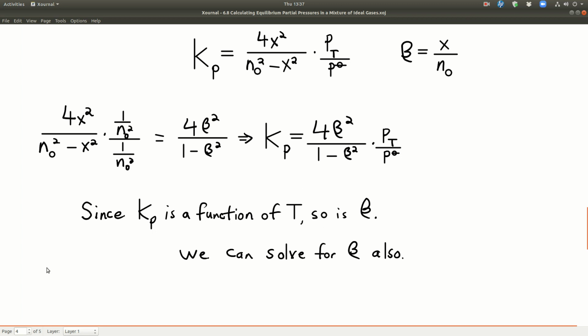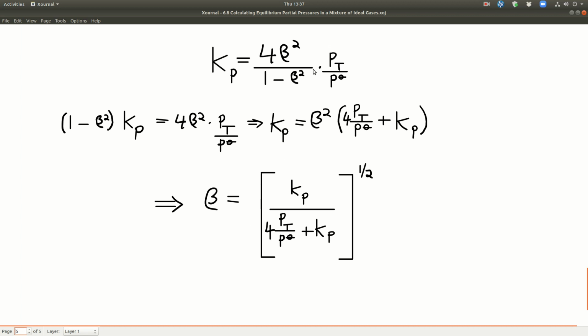We can also solve this for beta, the degree of dissociation. It's just algebra, so we multiply through by 1 minus beta squared here, distribute the Kp inside, and we get Kp minus Kp times beta squared. Add Kp beta squared to both sides, pull beta squared out in front, and we get 4 total pressure over standard pressure plus Kp, all times beta squared, equals Kp. That means dividing through by this stuff in parentheses, bring this down there, right? Taking the square root, now we have an expression for beta in terms of Kp.